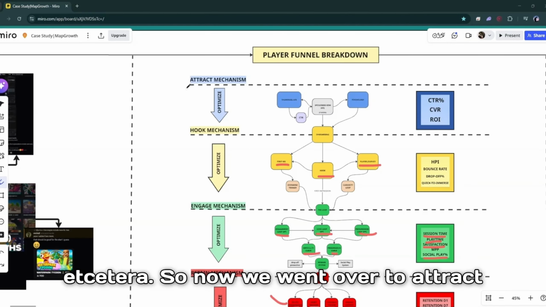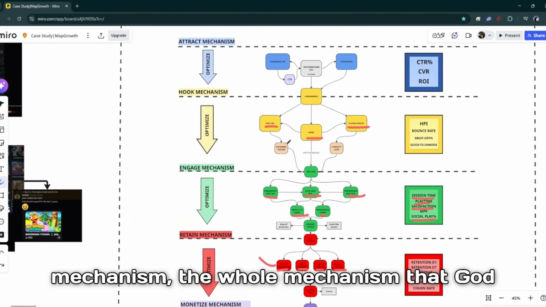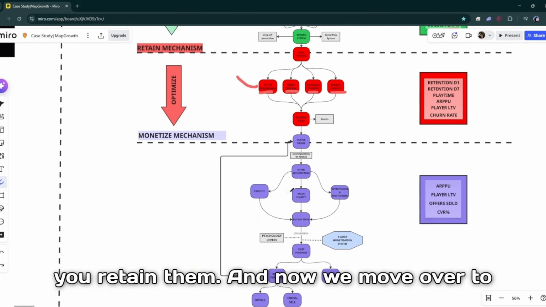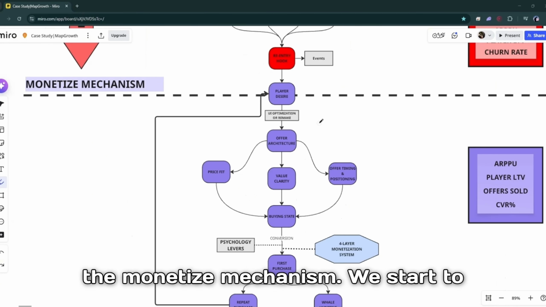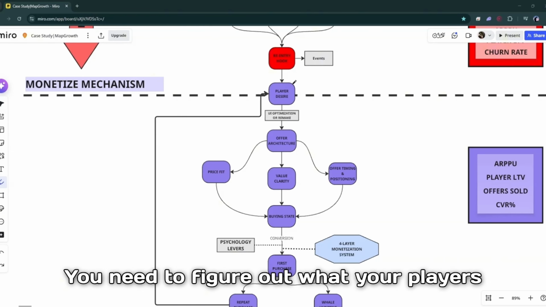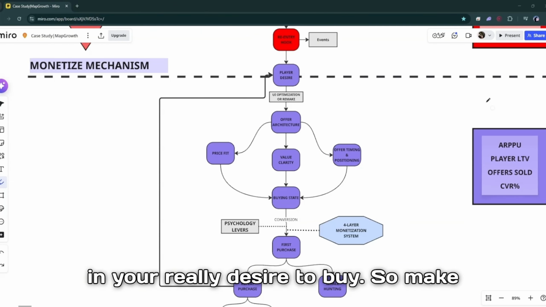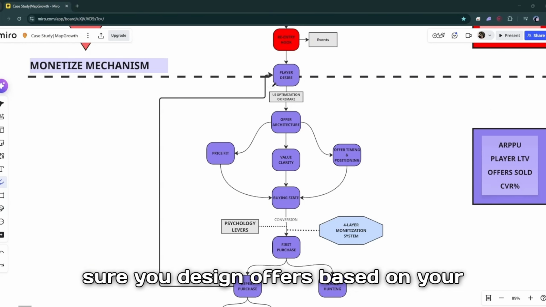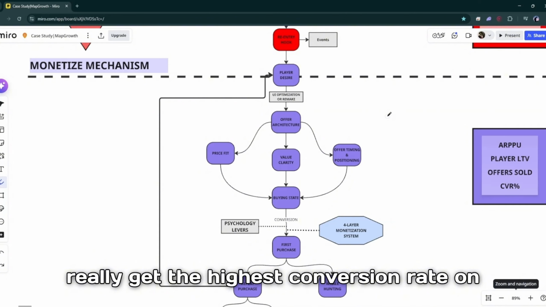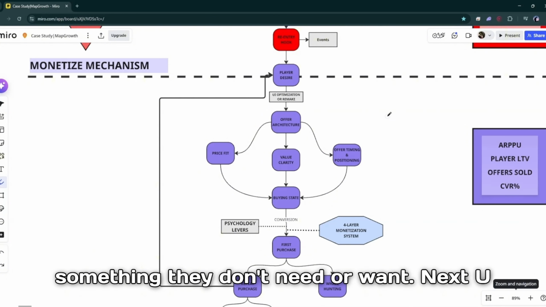So now we went over the attract mechanism, the hook mechanism that got them hooked, the one that engages them, then you retain them. And now we move over to the monetize mechanism. We start a monetize mechanism with the player's desire. You need to figure out what your players in your niche really desire to buy. So make sure you design offers based on your players' desires, needs, and pain. So you really get highest conversion rate on the offers, because nobody wants to buy something they don't need or want.